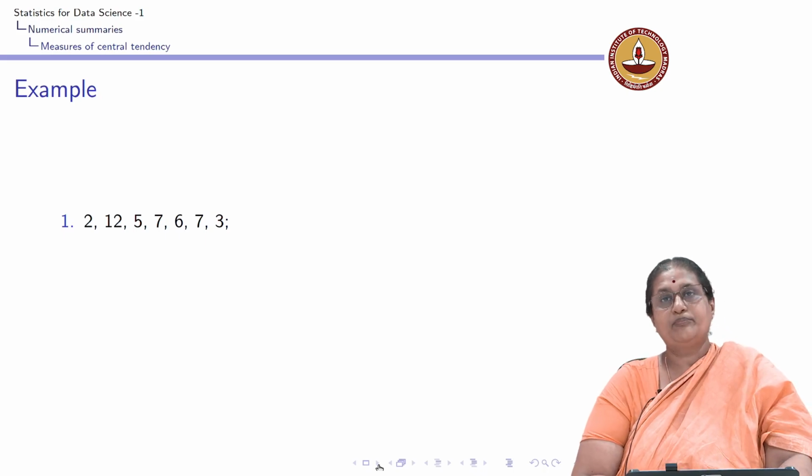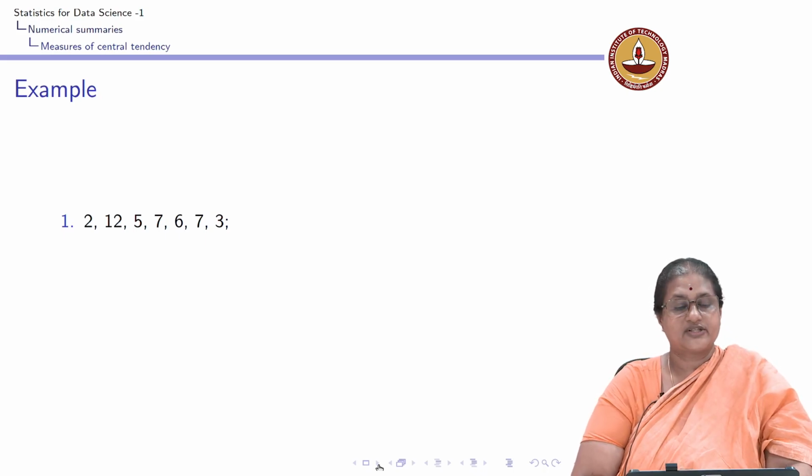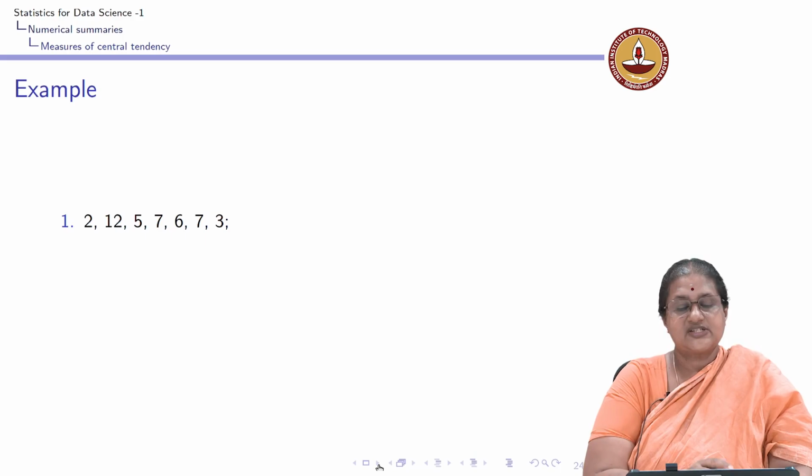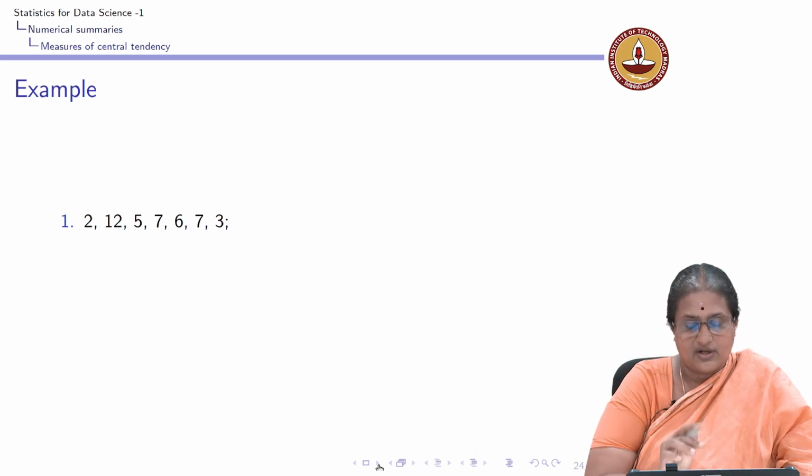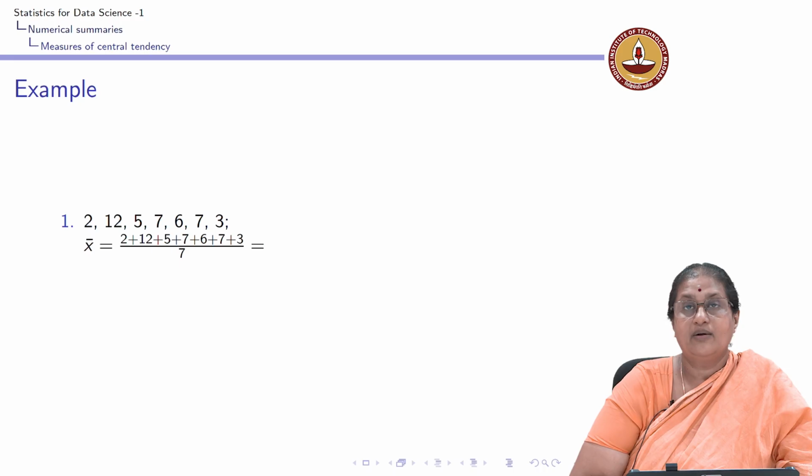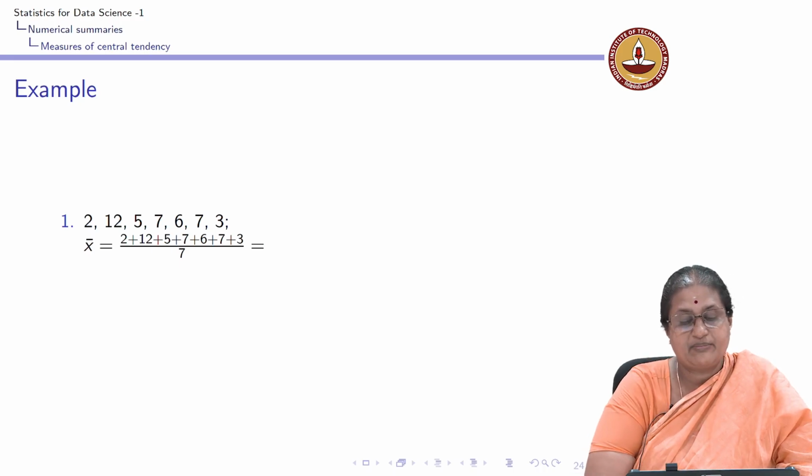So now let's compute the mean for small data sets. Now I have this data set which is given to me. The mean for this data set is very simple. The x bar is 2 plus 12 plus 5 plus 7 plus 6 plus 7 plus 3.